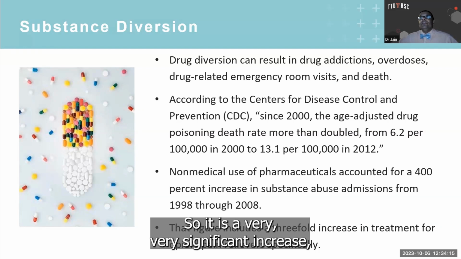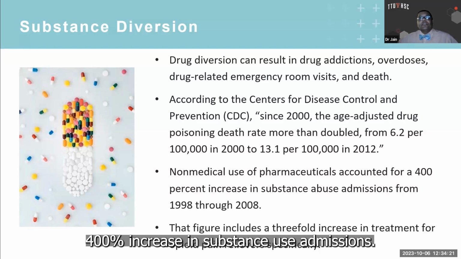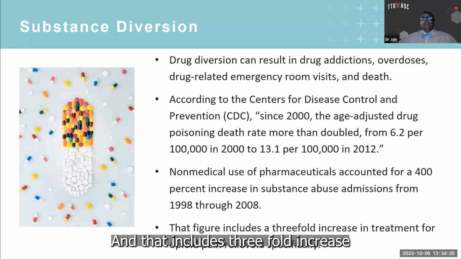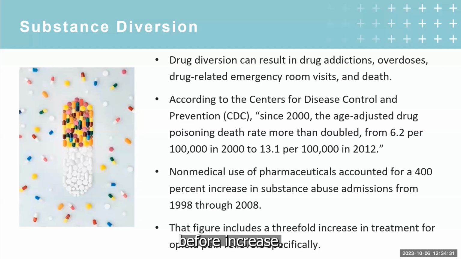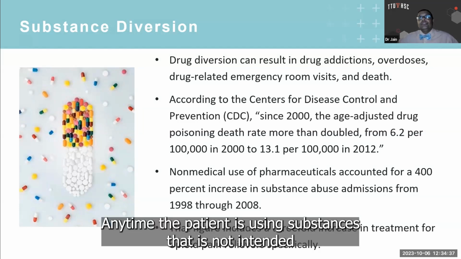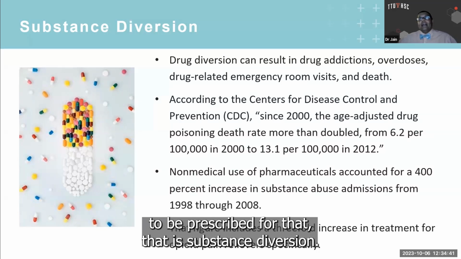So it is a very, very significant increase, 400% increase in substance use admissions, right? And that includes a threefold increase in treatment for opiate pain relievers, threefold increase. So this is a very real problem in terms of diversion. Anytime the patient is using substances that are not intended to be prescribed for, that is substance diversion.